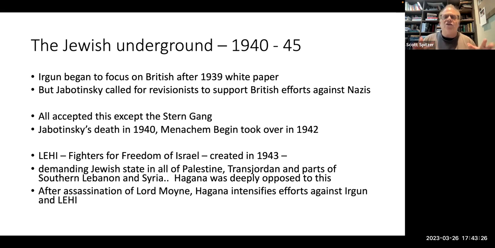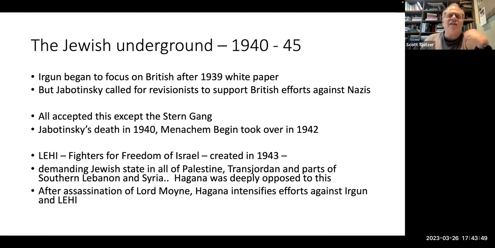Everybody in his group, all of the different militias who are radical militias under the revisionist Zionism of Jabotinsky, agree to this. Everybody, the Lehi, the Irgun, everybody except the Stern gang. This is Abraham Stern. It was a very small faction.